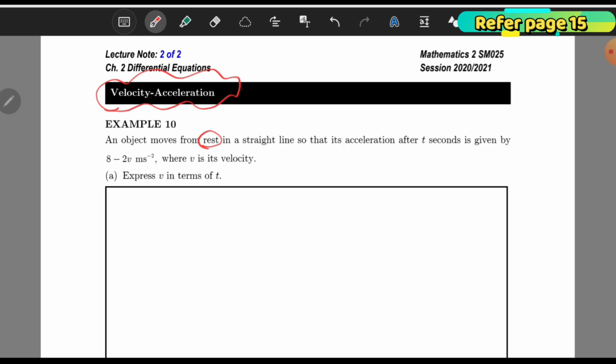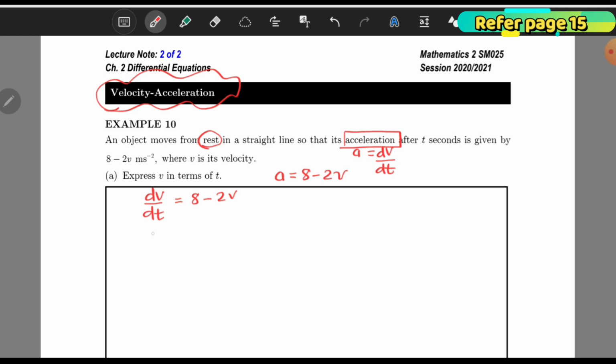In a straight line, so that the acceleration, in general we write as a, and acceleration is related to the velocity, isn't it? So a is dv/dt, the rate of change of the velocity. So we write the equation here: dv/dt. Given acceleration is 8 minus 2v, so a is 8 minus 2v. So we change to dv/dt is 8 minus 2v.